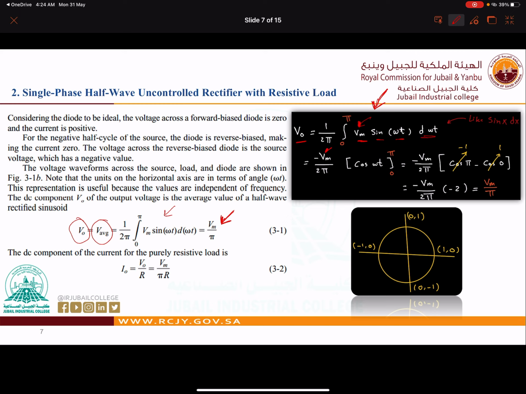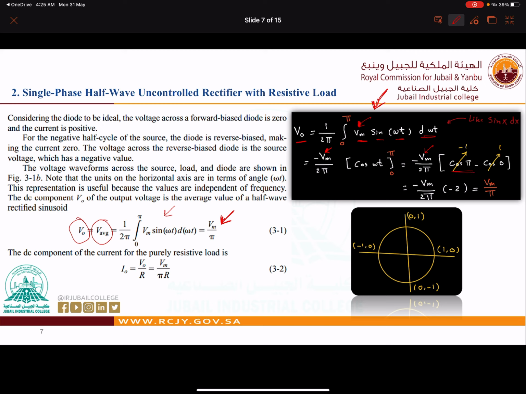That's why we're going to take it out with the minus. Why is that? Because the integration of sine is minus cosine. So we took the minus outside. Okay, and the remaining is cosine omega t. Of course, it is from 0 to pi. Then again minus V maximum over 2 pi here. We will take it, and then we will apply pi first.